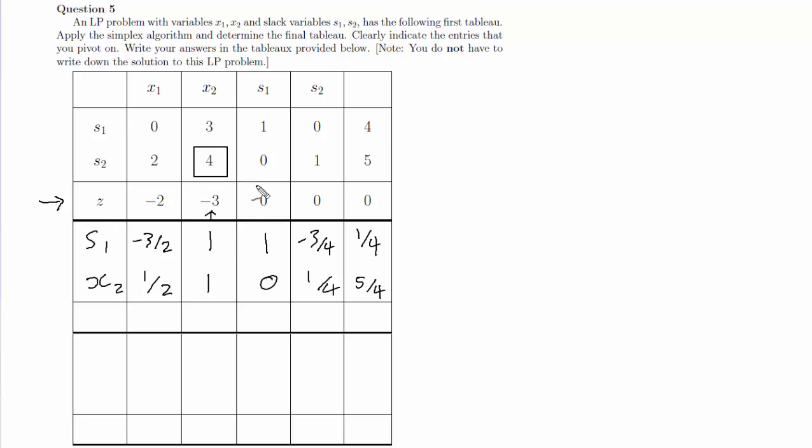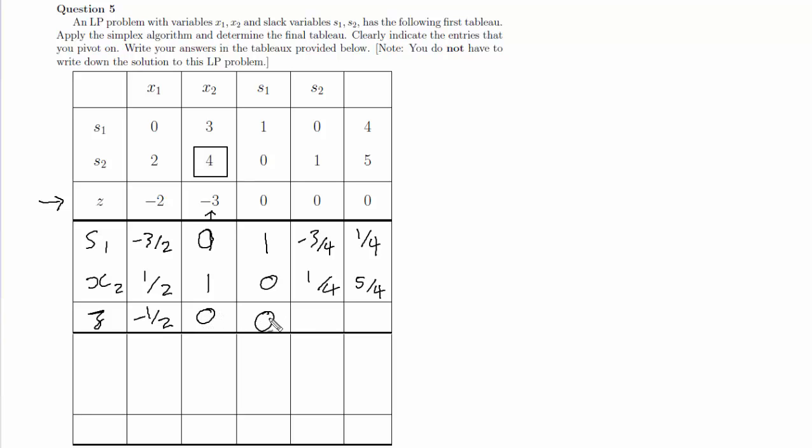Now for the Z row, we're going to add 3 copies of this row to this row. Z here. Minus 2 plus 3 on 2 is minus a half. I'm sorry, this should have been a 0 here. And this will be 0. And minus 3 plus 3 is 0.